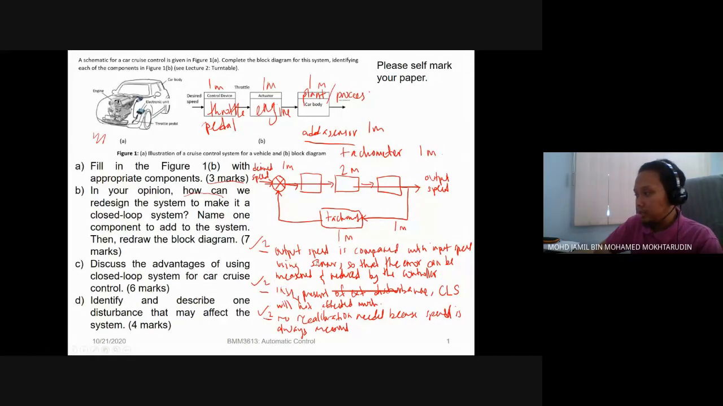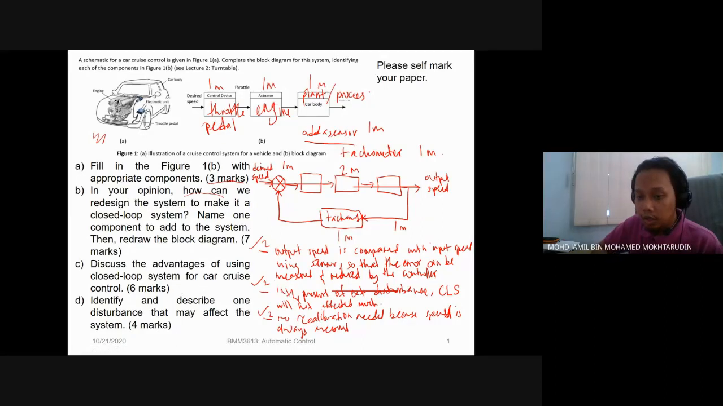So basically, if you have 6 marks, try to give 3 points. Most students, when they see 6 marks, may think that they need to describe the answer in a very long paragraph, but try to answer by giving point forms.